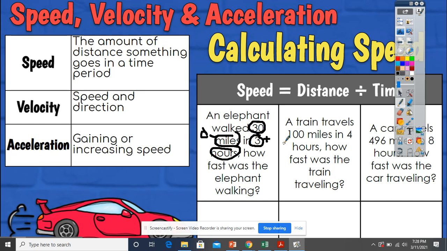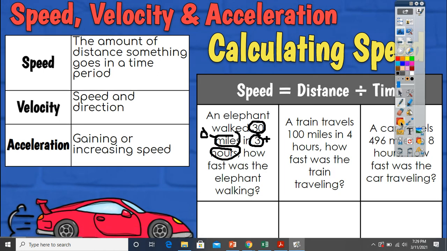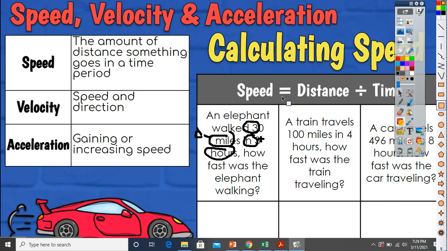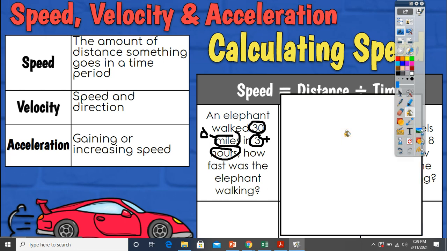So we know that, hold on, let me hide this little thing so I can have some extra space. Actually, I have a better idea. We can just add a little shape here so we have room to work it out. And then I'll change my shape to white, and now I'm good. So speed equals distance divided by time. So I'm going to represent speed with an S, and then my distance is 30, and my time is 3 hours.